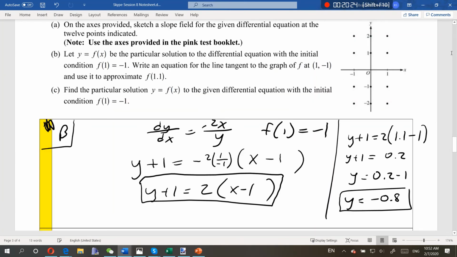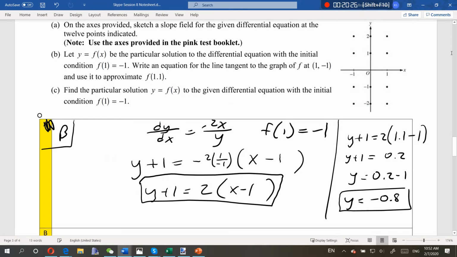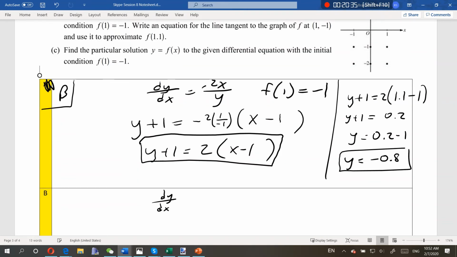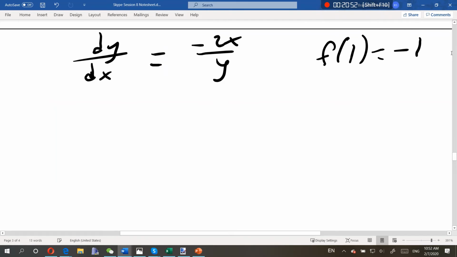And the last part, I want to find the particular solution to the given differential equation with the initial condition f of 1 equals negative 1. So I've got dy over dx equals negative 2x over y, where f of 1 is negative 1. Okay, how do I solve this separable differential equation? What's my first step?